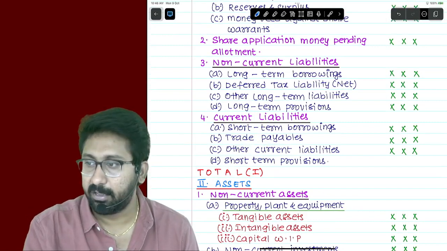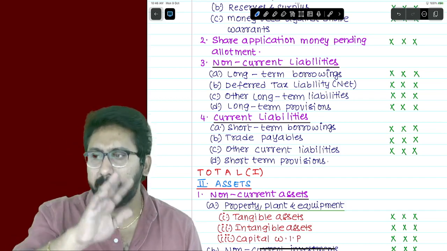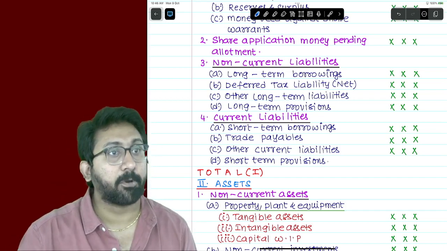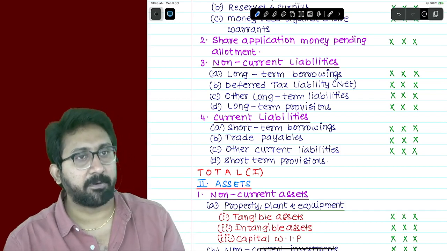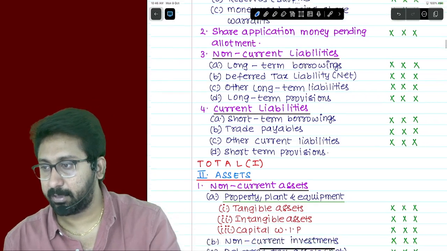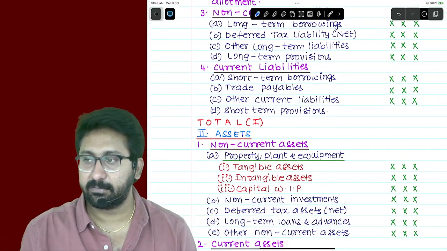Third one, any other bank loans, etc. Anything, any other thing. Next one, long-term provisions. Provisions can be of 2 types, short-term and long-term. Next, current liabilities. Non-current over.